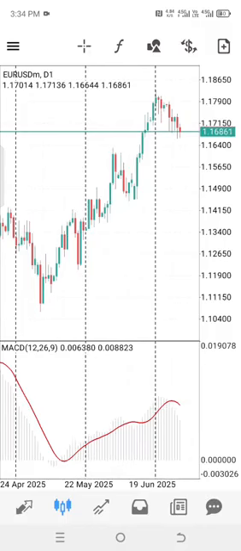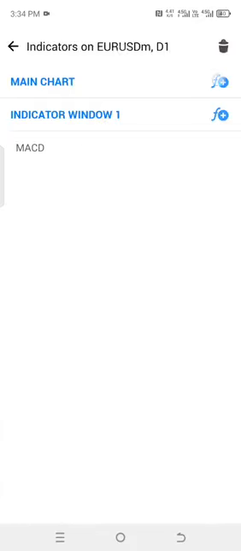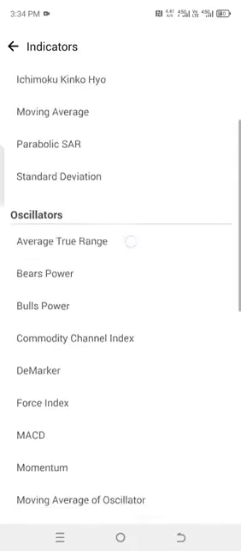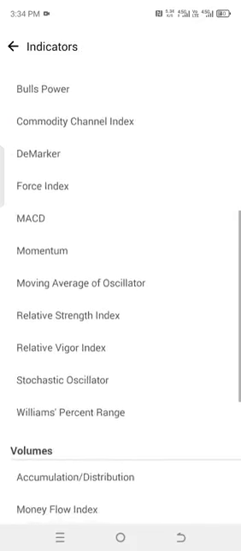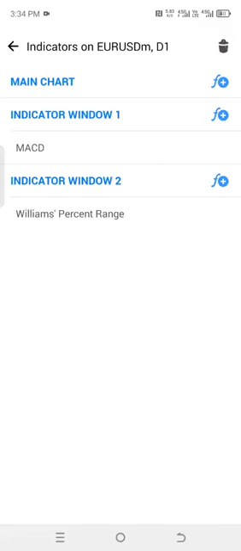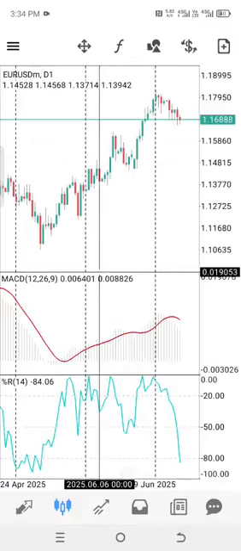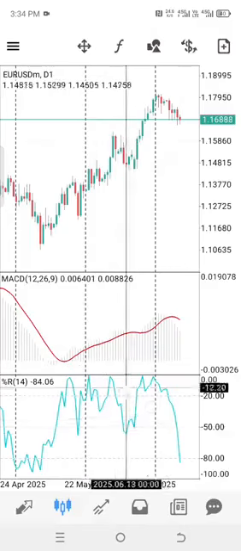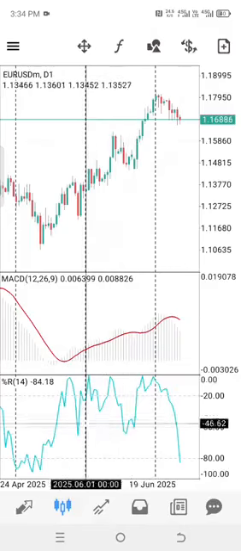I'm going to be going straight to adding the very next indicator, which is what we call the Williams percentage range. Now the Williams percentage range is a very beautiful and interesting indicator. Let's add that to the chart, and we're going to talk more about it. We're going to be working with a period of 14. Like I said, any pixel could do. Then we're going to be working with levels minus 80, minus 20, and minus 50. Then we click on done. Now this is your Williams percentage range indicator on your chart.